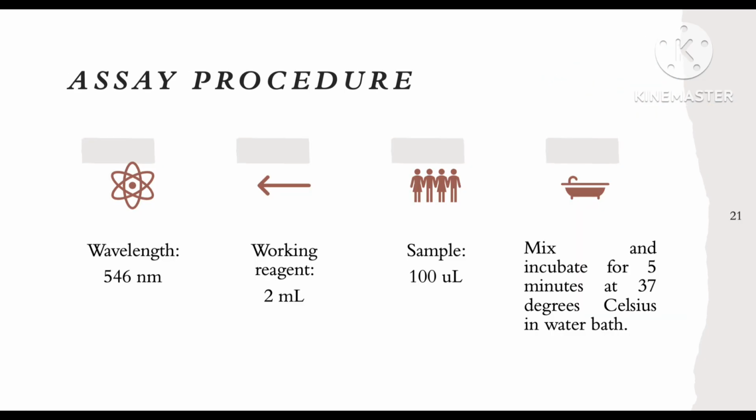As for our assay procedure, class, the wavelength to be set in our spectrophotometers would be 546 nanometers. The working reagent to be pipetted will be 2000 microliters or 2 ml, and then the sample would be 100 microliters. Mix and incubate for 5 minutes and place it in a water bath that is already preset at 37 degrees Celsius. What's the rationale again why we preset our water baths at 37 degrees Celsius? It is to mimic the normal human body temperature.